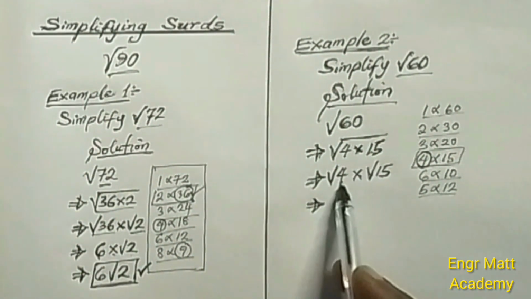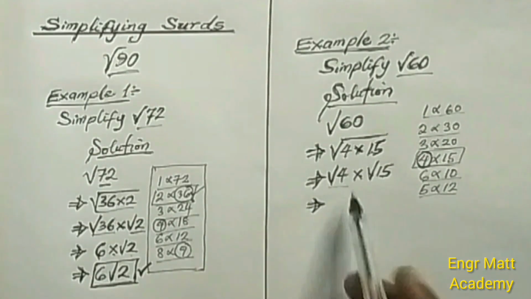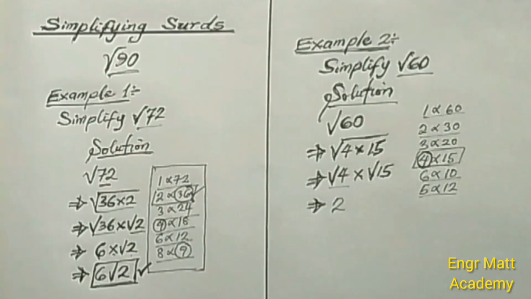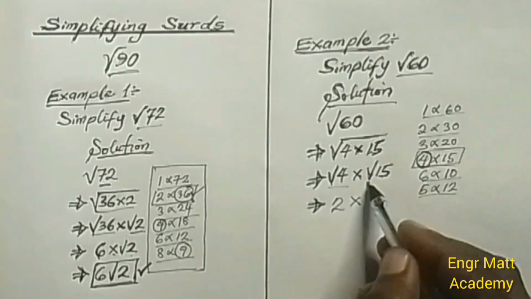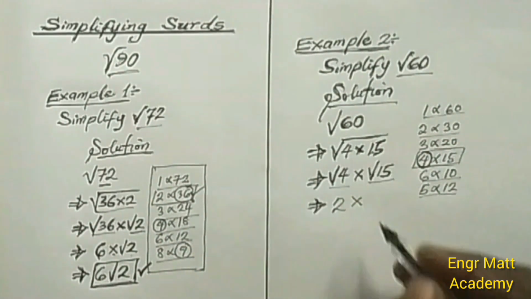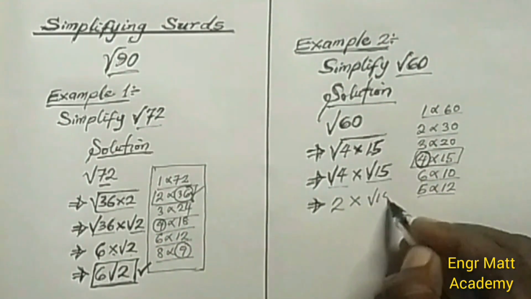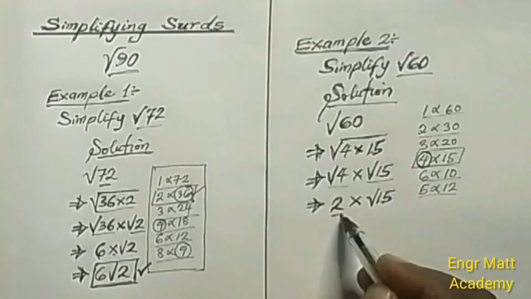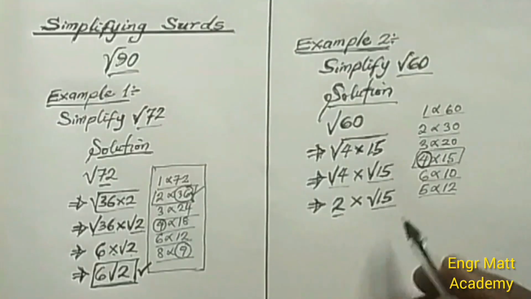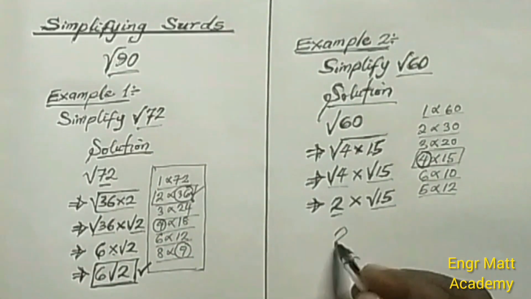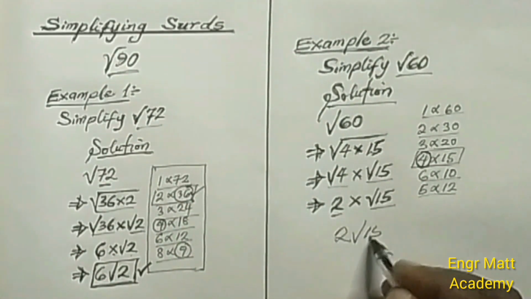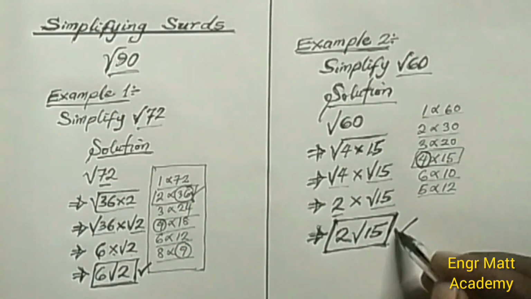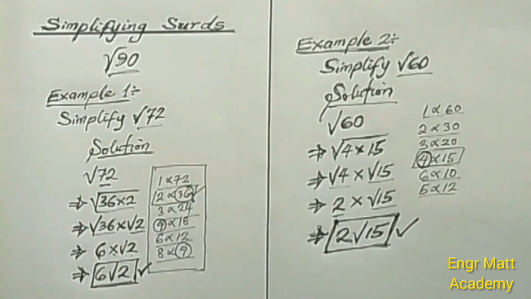Because 4 is a perfect square, root 4 will give us 2, the square root of 4, times root 15. Root 15 is a surd, so it remains root 15. Next, we say 2 times root 15. That will give us 2 root 15. And that is the final answer. Let us see one more example.